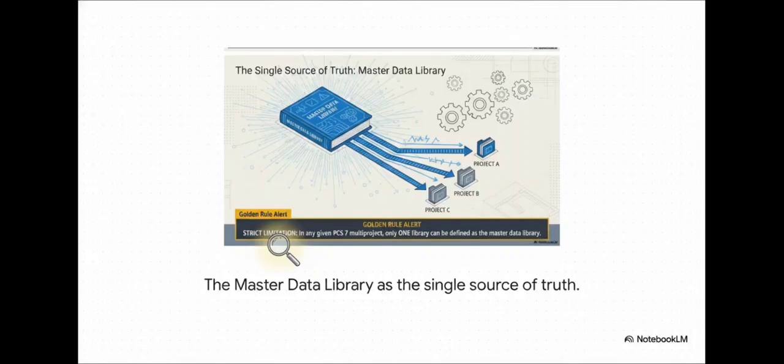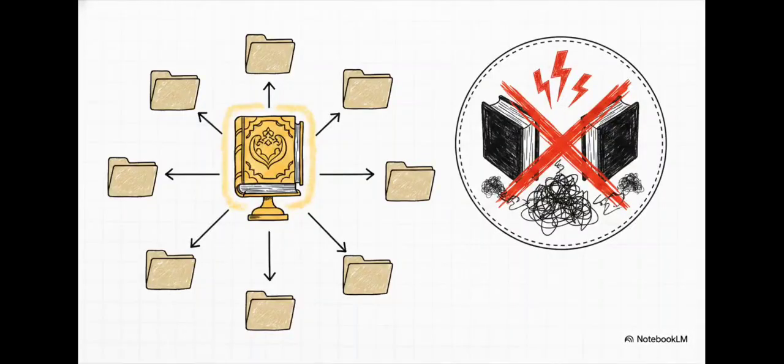And here is another strict, critical limitation. In any given PCS7 multi-project, you can only define exactly one library as the master data library. Please do not try to get clever and designate multiple masters. If you do, your synchronized standards will instantly corrupt, your units will clash, and your single source of truth becomes this chaotic argument between conflicting files. One system, one master, that's it.